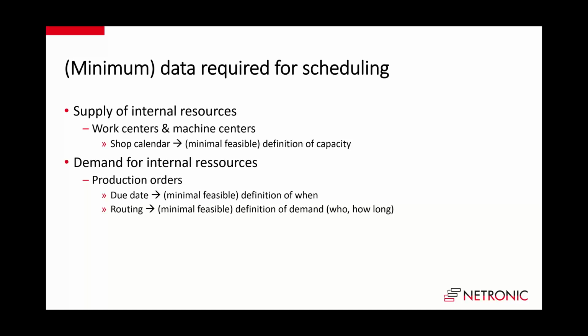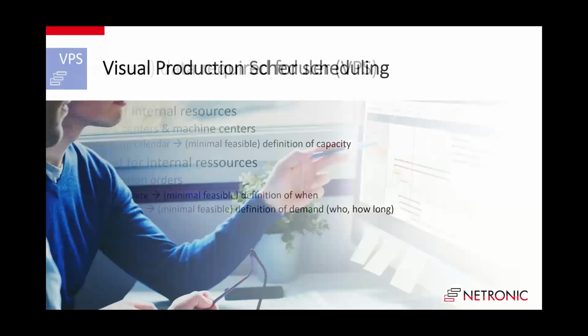And then there's another reason and yet another reason. And I say, okay, if you don't have the routing, if you don't have the definition of who and how long, how do you want to schedule? So if you really want to schedule and keep your data requirements and your exposure as minimal as possible, then you need to have set up your work centers and machine centers with a shop calendar. You need to work with production orders. These production orders will have a due date. This is for sure, Business Central will not allow you to have a production order without a due date. But you also need to have routings. And once these ingredients are met, then you can schedule.